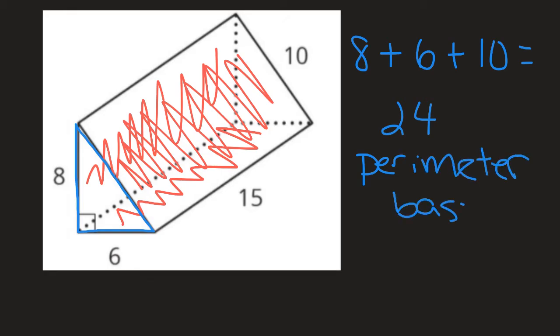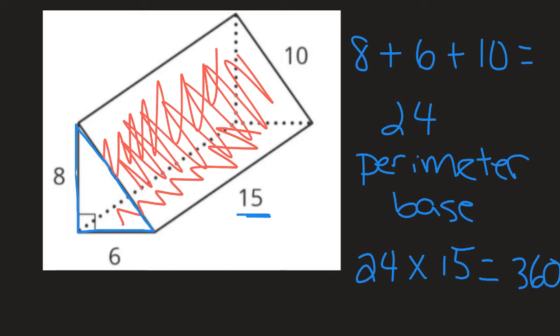And then if you multiply that number by the height, that will get you all of the red parts. So 24 times 15 gives you 360. So those are those faces right there.